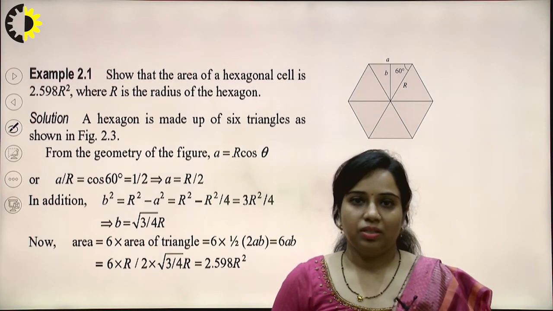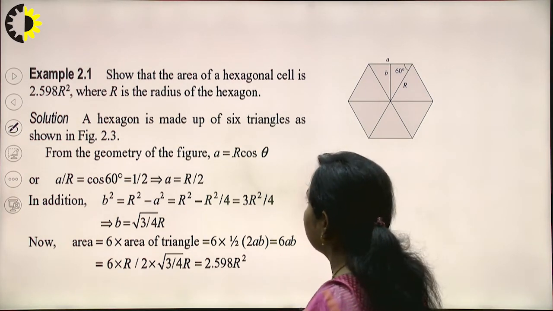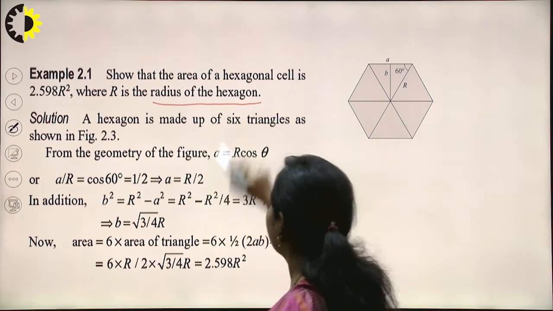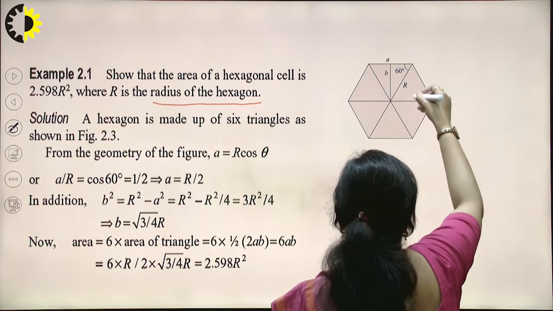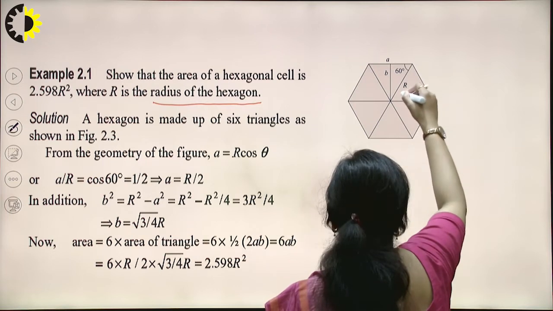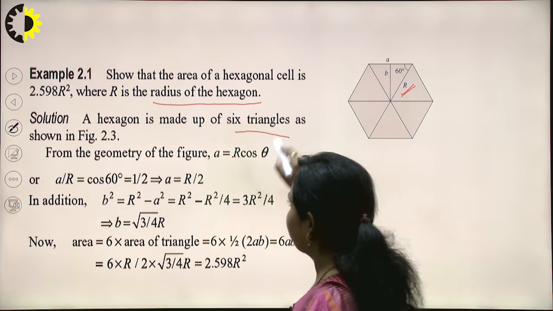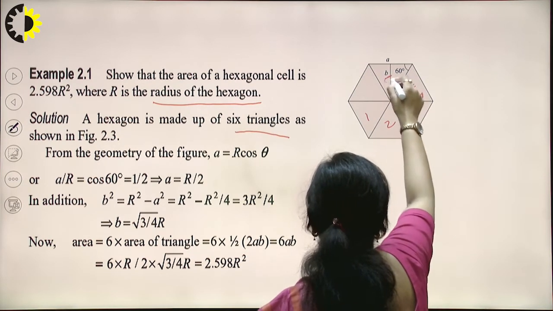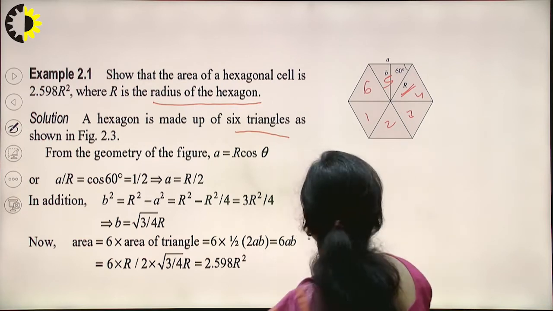Now next is an example which shows that the area of a hexagonal cell is 2.598 r square, where r is the radius of a particular hexagon. So this is a hexagon as we consider here, and if it is divided into 6 sectors, this is the radius of a particular hexagon. A hexagon is made up of 6 triangles. You can see over here, this is first, second, third, fourth, fifth and sixth. So these are the 6 triangles into which the particular hexagon is divided.